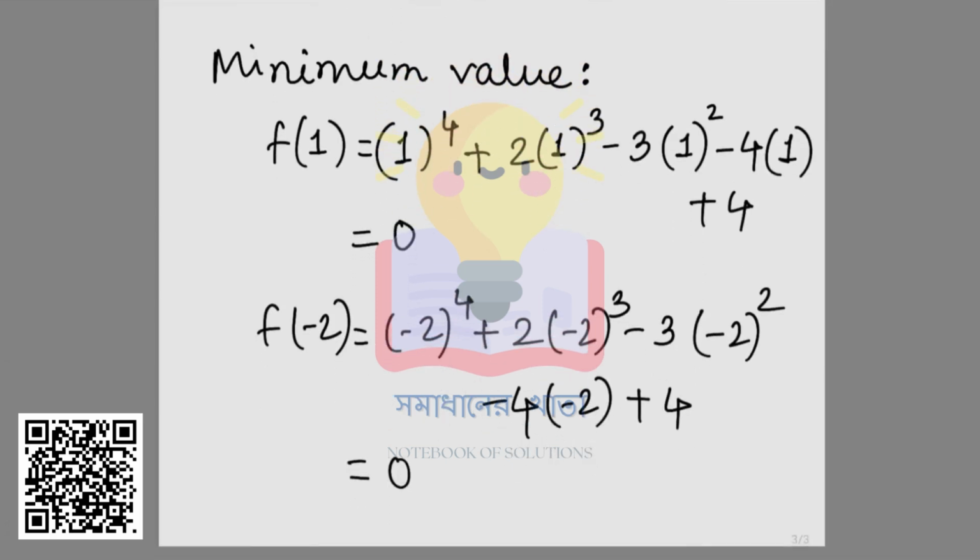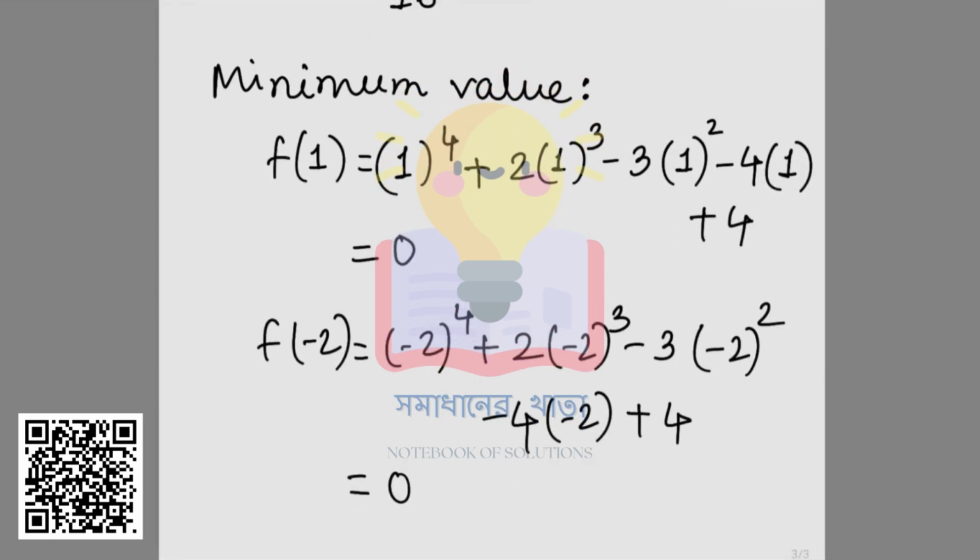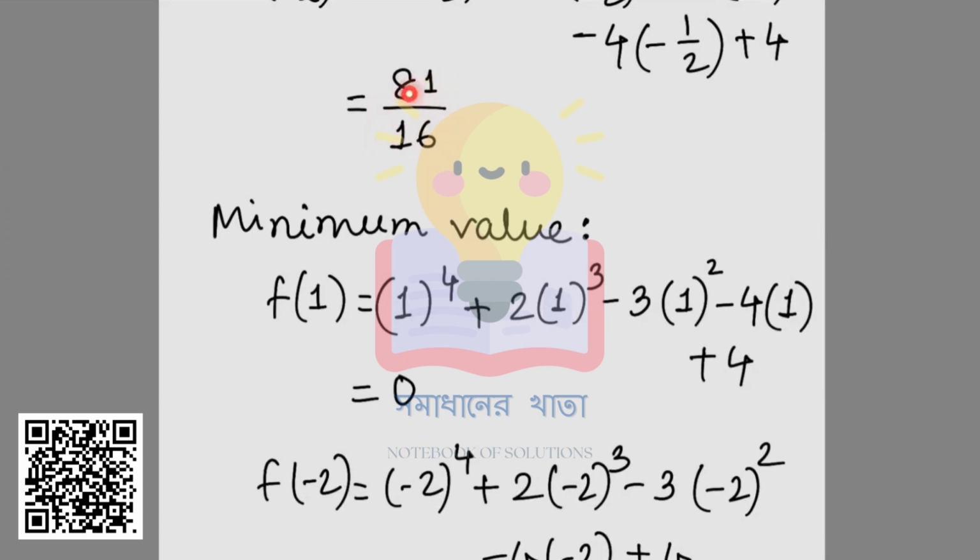For the minimum value, we already determined that a minimum value exists for x equals 1 and x equals minus 2. So put x equals 1 in the given function and put x equals minus 2 in the given function. Both of these give you the value 0. So we can say that the minimum value of this function is 0 and the maximum value is 81 divided by 16. So that's how we can determine the maximum and minimum value of a function using successive differentiation.